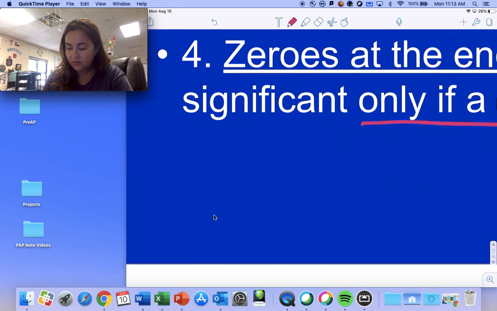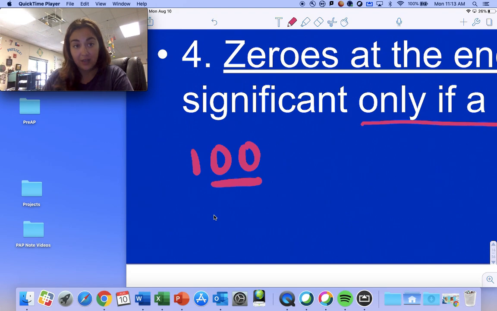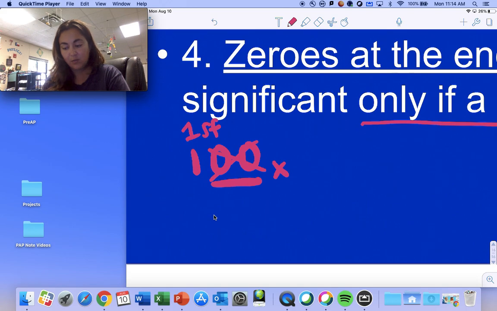So let's look at a couple of examples. Let's say we have the number 100. These are ending zeros. They come at the end of the number. Is there a decimal in the number? There is not. There's no decimal anywhere. So these zeros do not count. There is only one significant figure in this number.